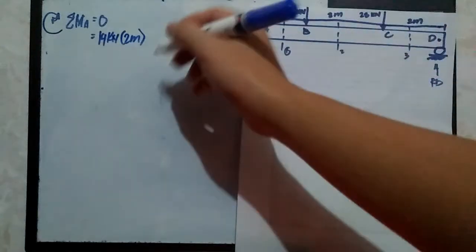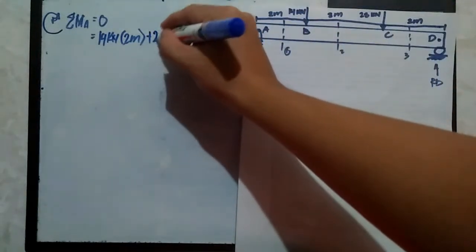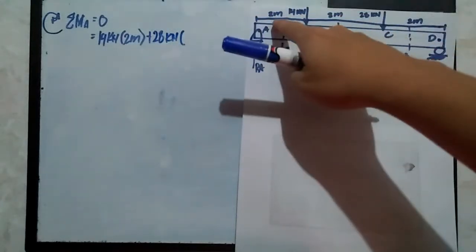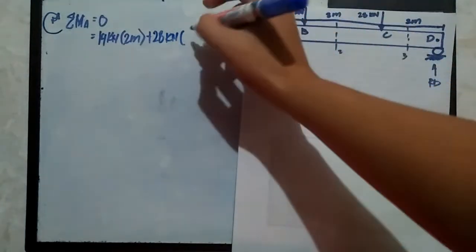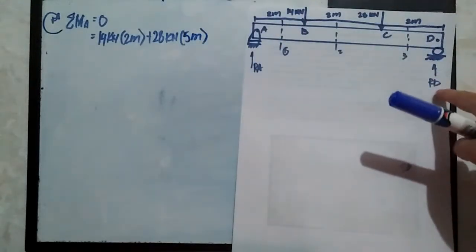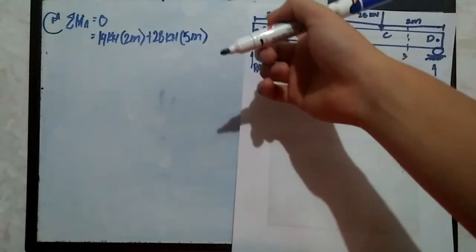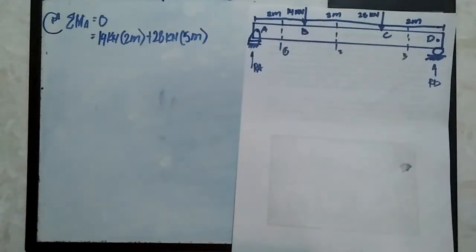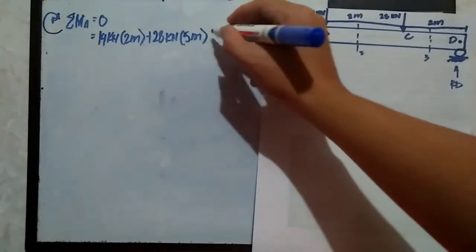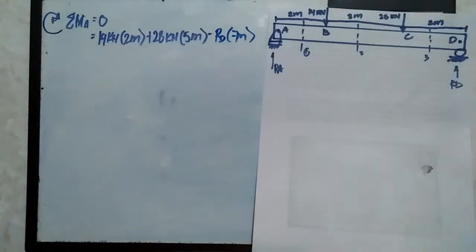Then we have 28 kilonewtons also rotating clockwise, so that should be positive. 28 kilonewtons multiplied by the perpendicular distance, 2 plus 3, that's 5 meters. And last but not least, the reaction at D. The perpendicular distance is 2 plus 3 plus 2, so that should be 7 meters. It is rotating counterclockwise, so that is negative.